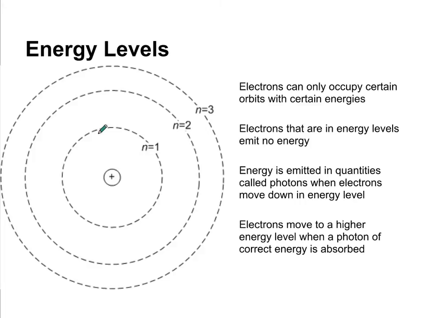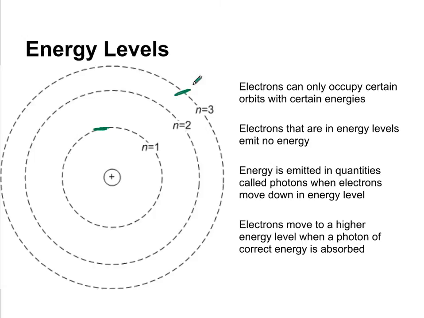So if we've got an electron just hanging out in this first energy level, it's not moving, it's not going to be giving off any energy. Same, it could be an electron up here in the third energy level. They're just hanging out, they're not giving off any energy.